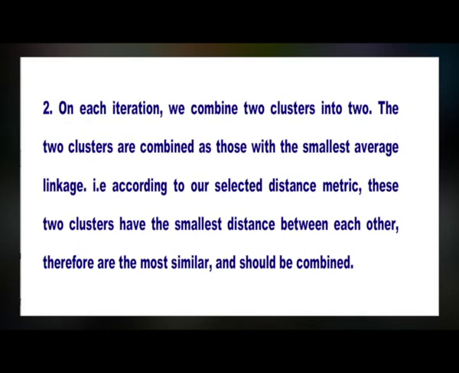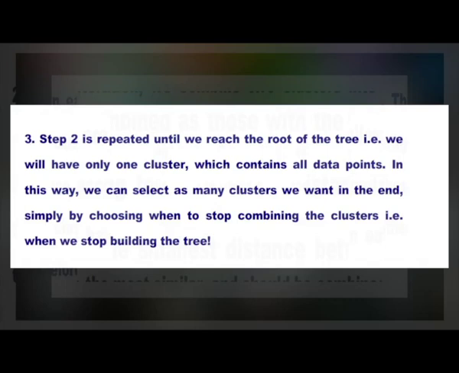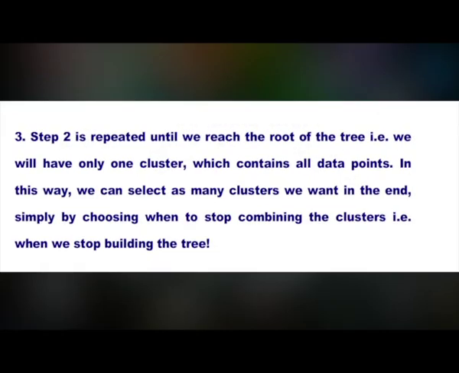On each iteration, we combine two clusters into one. The two clusters combined are those with the smallest average linkage. That is, according to our selected distance metric, these two clusters have the smallest distance between each other. Therefore, they are the most similar and should be combined. In step 2, this is repeated until we reach the root of the tree, that is, we will have only one cluster which contains all data points. In this way, we can select as many clusters as we want in the end simply by choosing when to stop combining the clusters, that is, when to stop building the tree.